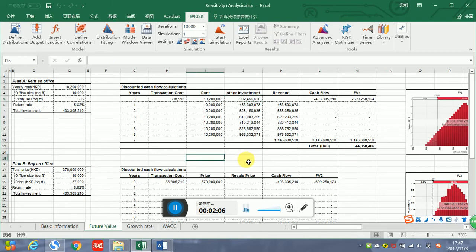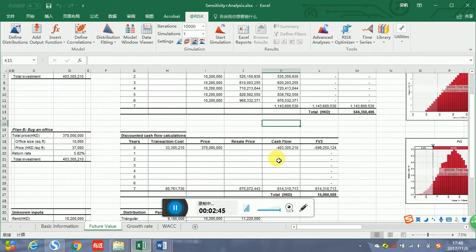The second thing is that we assume the revenue is generated at the end of the first year. It is also the beginning of the next year when we have to pay rent. So the other investment in the next year will be the revenue from the last year minus the rent, and then repeat in this way. So the revenue will be determined by the other investment in the beginning of the 7th year. Then we can get the future value 1.